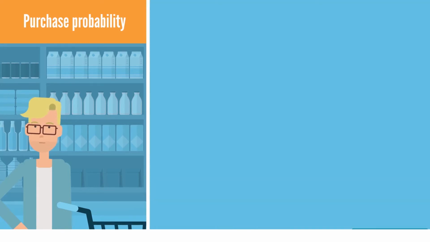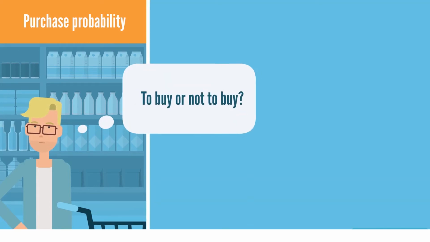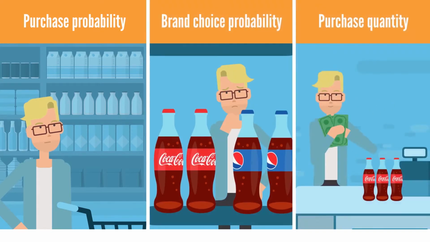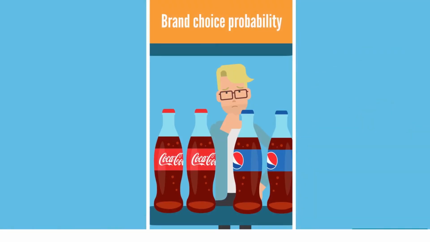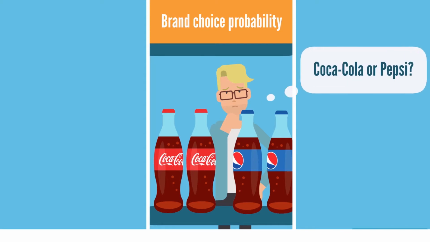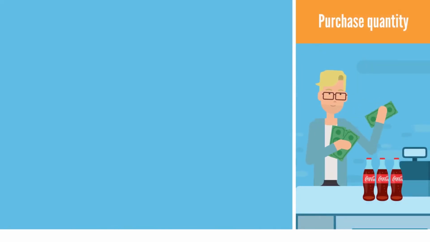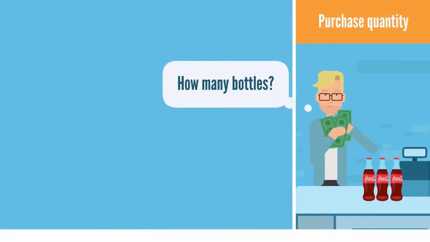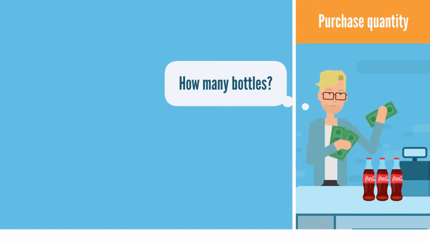1. The customer visits a store and decides whether or not to buy a product. 2. Provided that the customer had decided to buy a product from the product category of interest, the customer chooses which of the available brands to buy. 3. Lastly, the customer buys a particular quantity or number of items of the product from the selected brand.